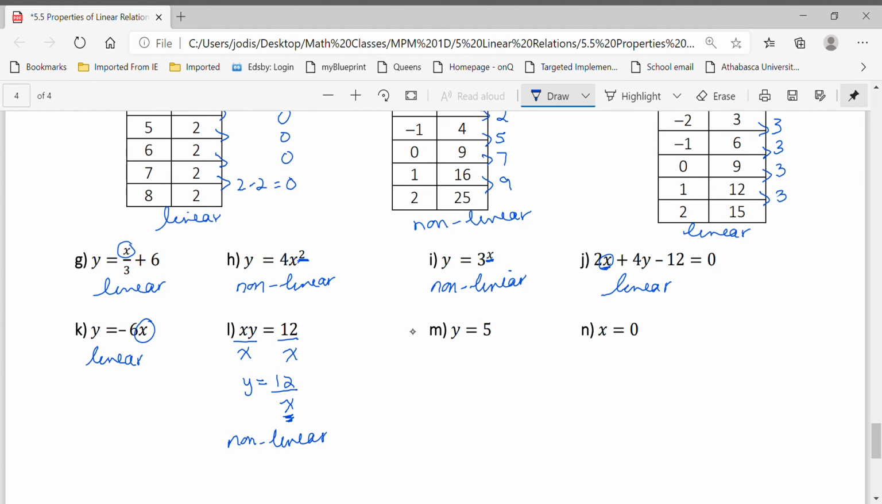And then these last two, y equals 5, well, this is just where y equals 1, 2, 3, 4, 5. It's actually a horizontal line. So this is linear. And then where x is 0, well, if x is 0, it's right here. Since it's x, it would have to be a vertical line. So this is still linear.